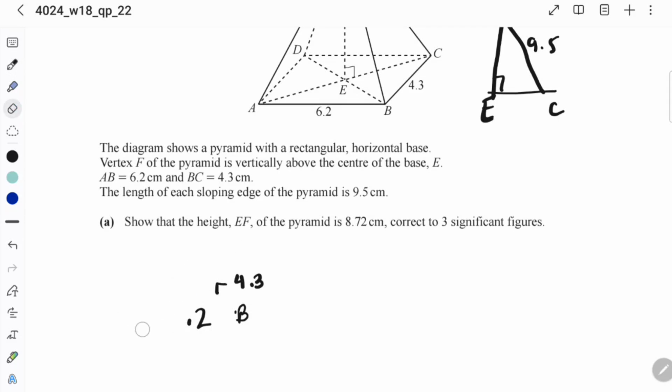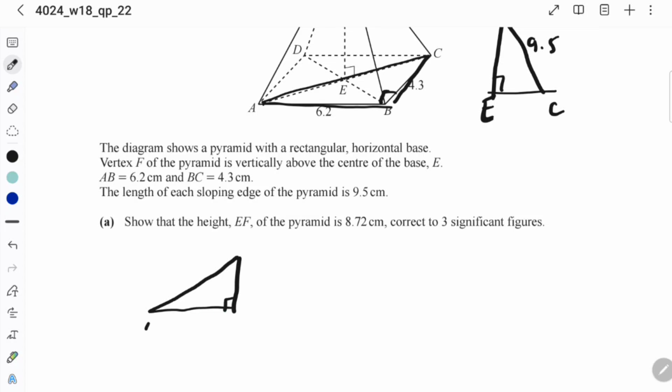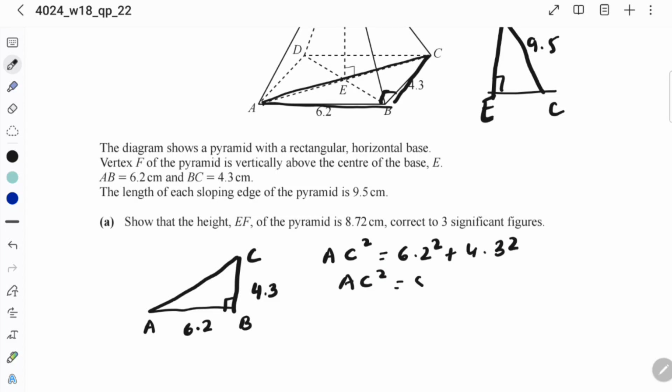Alright, so we'll use the Pythagoras theorem to calculate this much. I'm just taking this right angle triangle A, B, C, 4.3 centimeters and 6.2. The half of the length of AC will be the length EC. So AC square is equal to 6.2 square plus 4.3 square. Calculate. That is AC square equals 56.93, and AC will be equal to 7.55 centimeters.